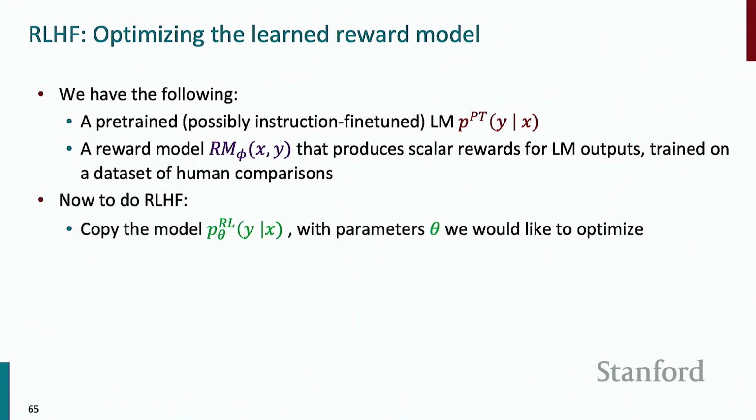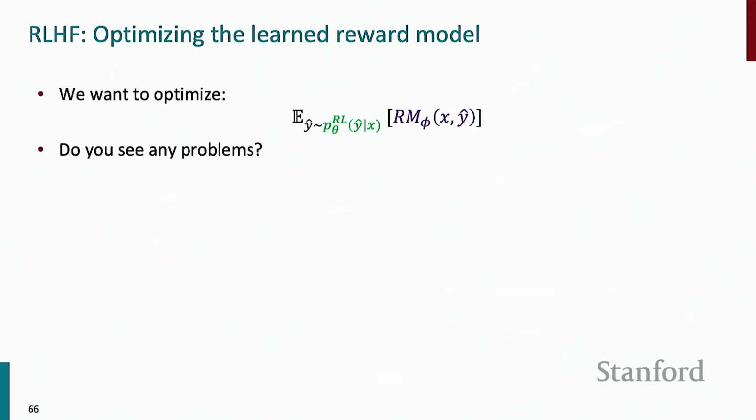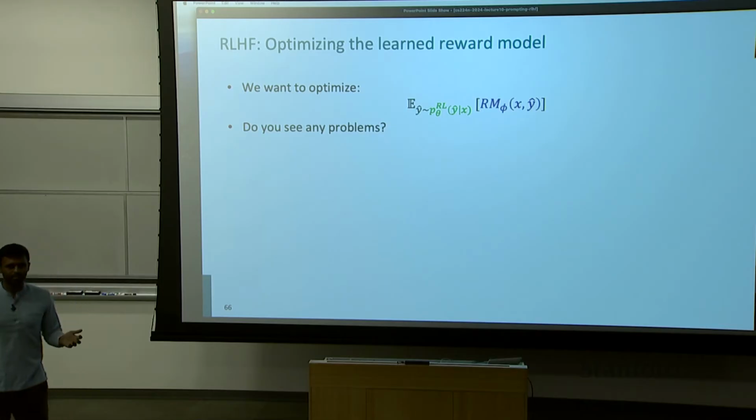Now, to do RLHF, we've discussed what this will look like. We will copy our pre-trained model or our instruction-tuned model, and we'll optimize the parameters of those models. I suggested that the objective we want to optimize is the expected reward when we sample completions from p theta. We're going to optimize our learned reward model instead of the true reward model which humans would have typically assigned. Do you see any problem with this? Is there something that might go wrong if we do something along these lines?